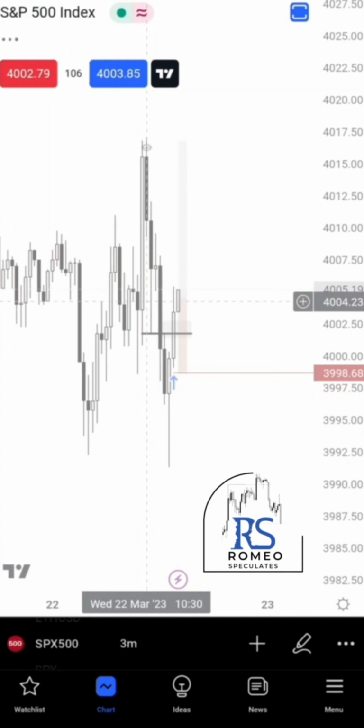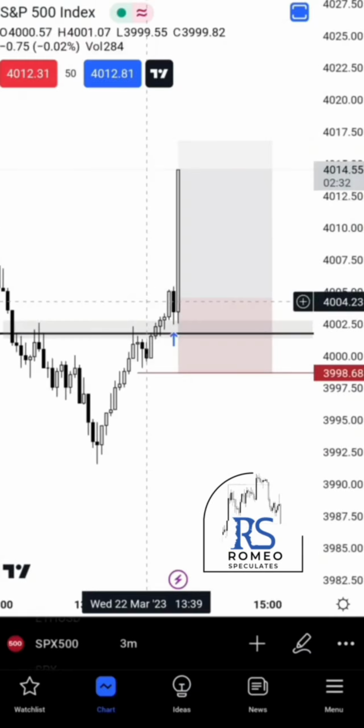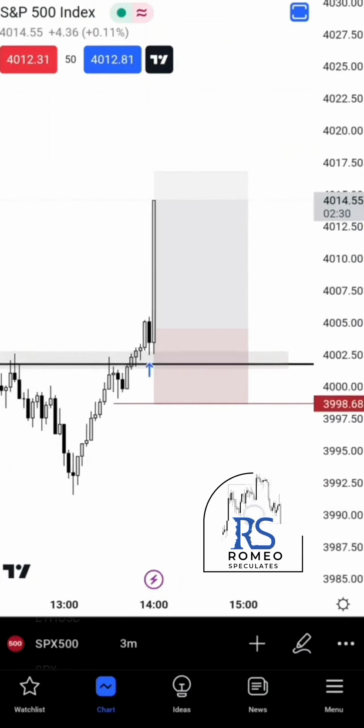There you go, lagging exactly at FOMC. What a coincidence. Fake market structure shift, as you can see. There you go, beautiful, gorgeous.